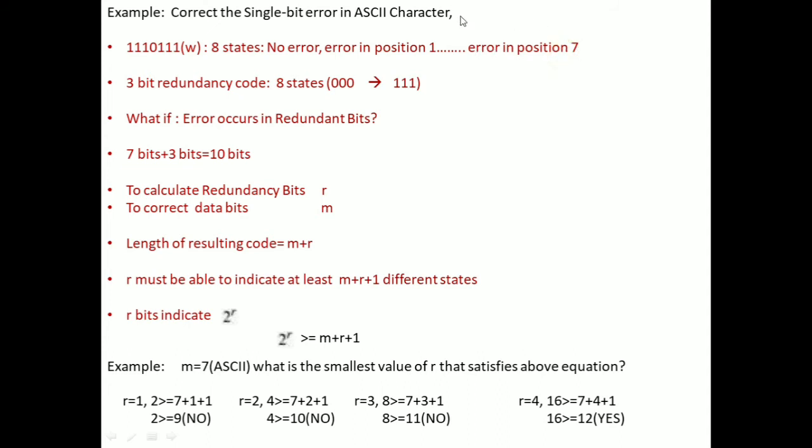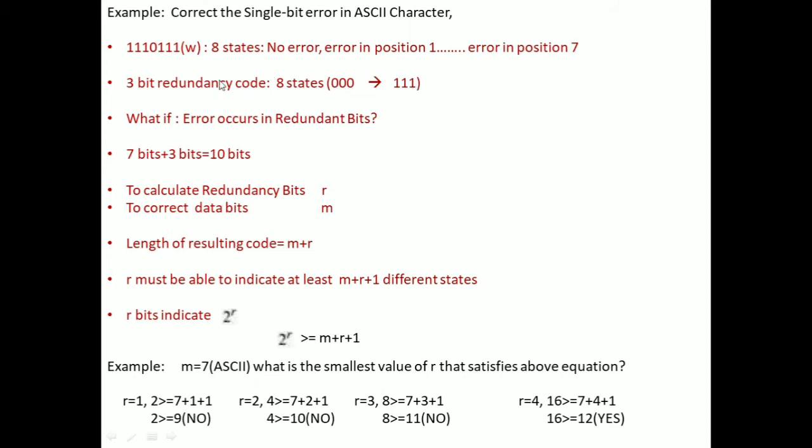So the total number of states we have to represent here is 8. To represent 8 states, how many bits do we require? To represent 8 states, we will take 3 bits, right? So 000 to 111. This represents the 0th state and this represents the 7th state. So 0 to 7 means a total of 8 states.